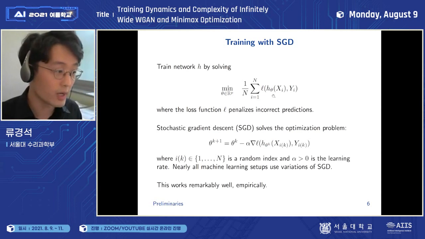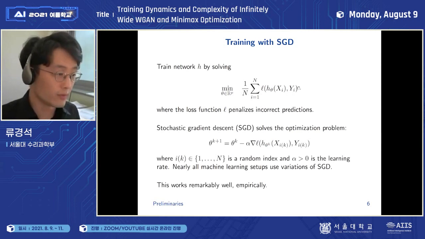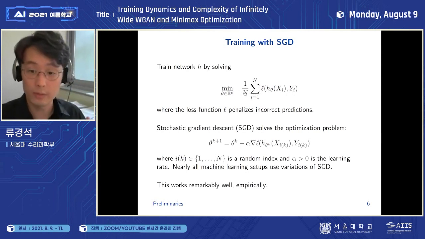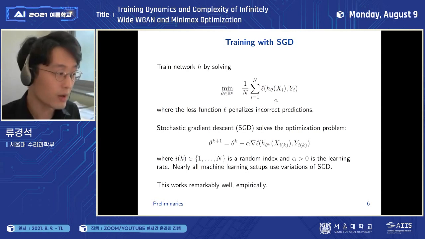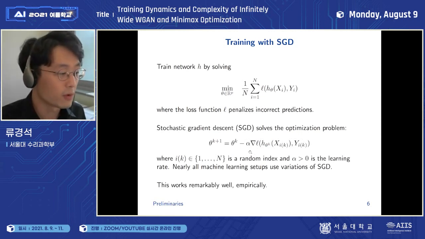And in the training process, one looks for a parameter theta that reduces the loss on the training data. To solve this type of optimization problem in machine learning, people use stochastic gradient descent. The vanilla SGD has this form. We select a random data point and its corresponding random label, and then we evaluate the gradient of the loss function with just that single data point, and then we perform a descent along that gradient direction.